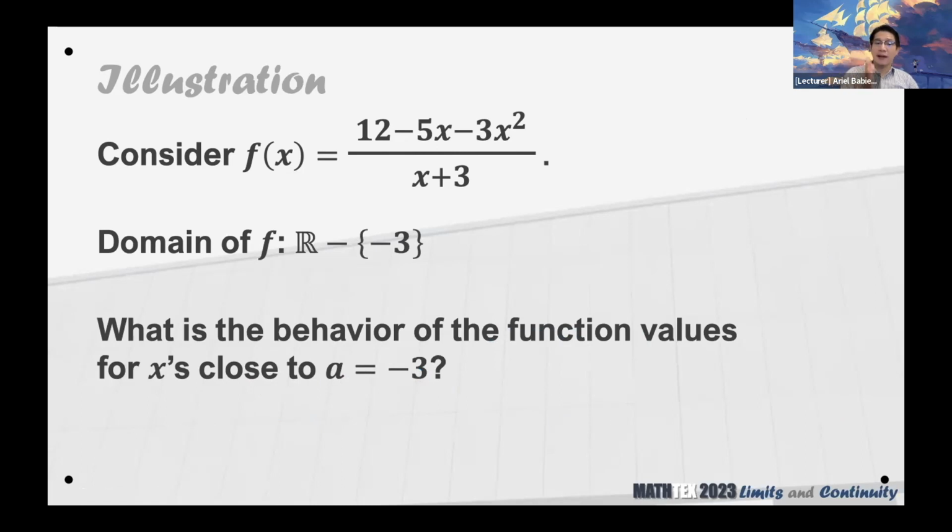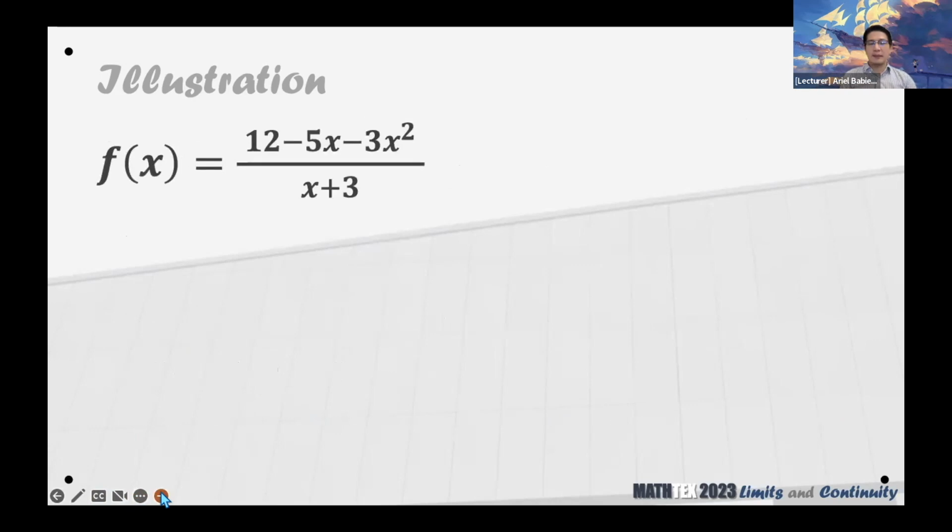Kumbaga dun lang siya undefined. However, for the other parts, defined yung function natin. So it's quite curious. Ano kaya sa function na ito? Okay, so ano masasabi natin? So ito yung tanong ko ngayon sa inyo. Ano ba itong function na ito? Initially, it's rational. But for this one, I think you can do some simplification.